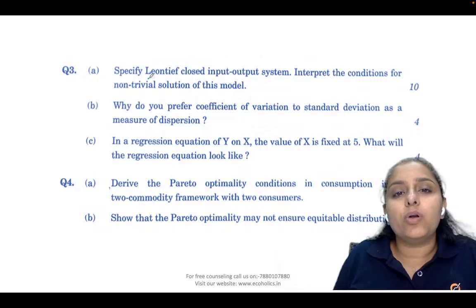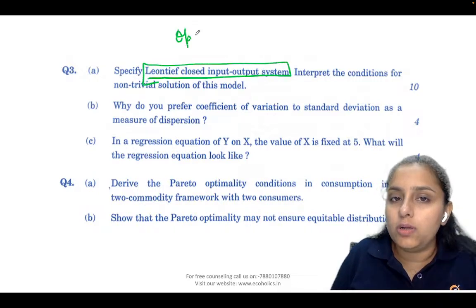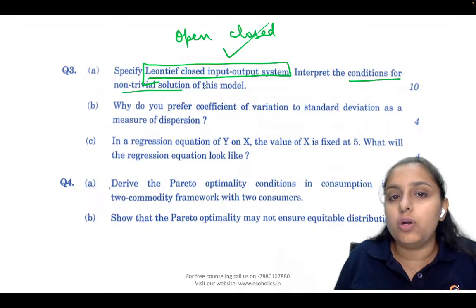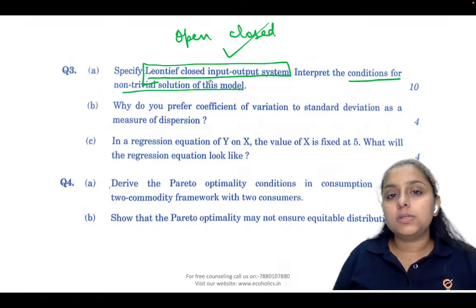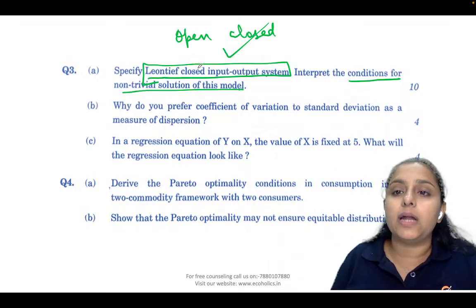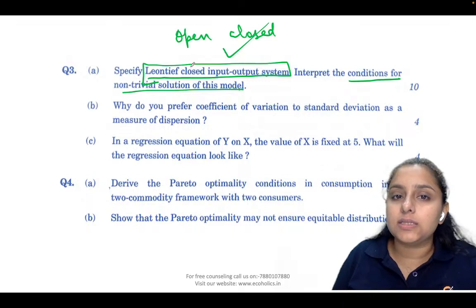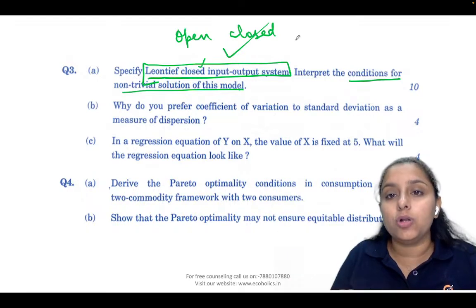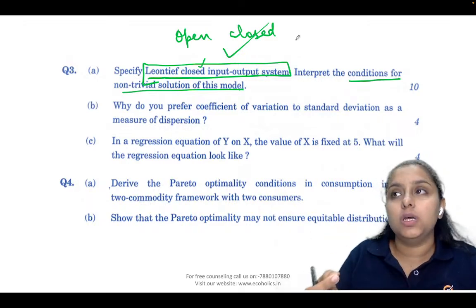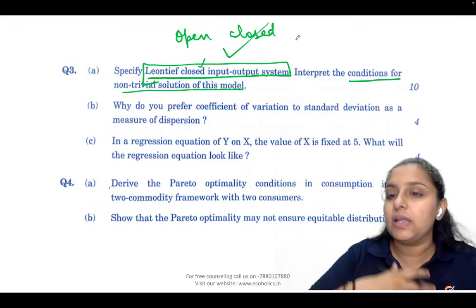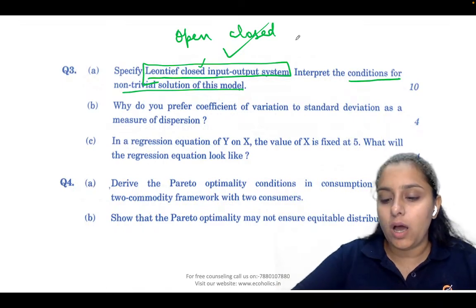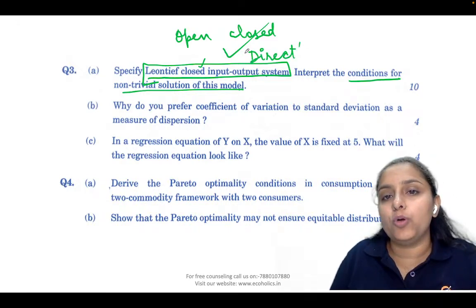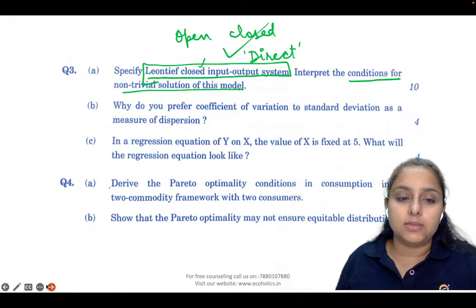Now the third A, specify the Leontief closed input-output system. So there is an open model, there is a closed model. They are asking about the closed one. They're asking under what conditions the non-trivial solution is going to exist. In the closed model, the columns are linearly dependent, which is why we cannot find the solution easily. First, you have to explain that in the closed model we include labor also as a sector, and each and every industry is dependent on each other. Everyone is supplying their output to others as input. Then you have to tell how you are going to get the solution for this model. This question was also very direct. If you have done the input-output model, you must have studied the closed model, and this answer is also doable.